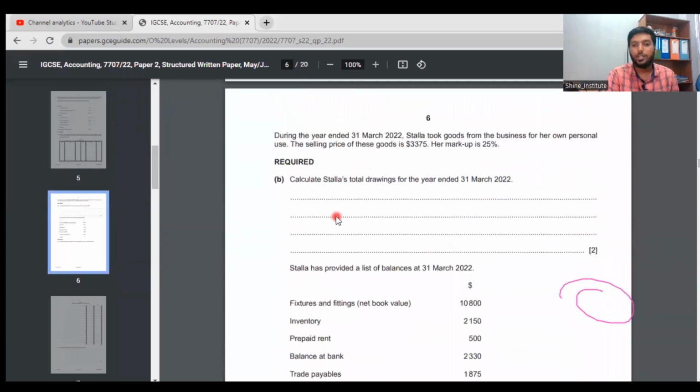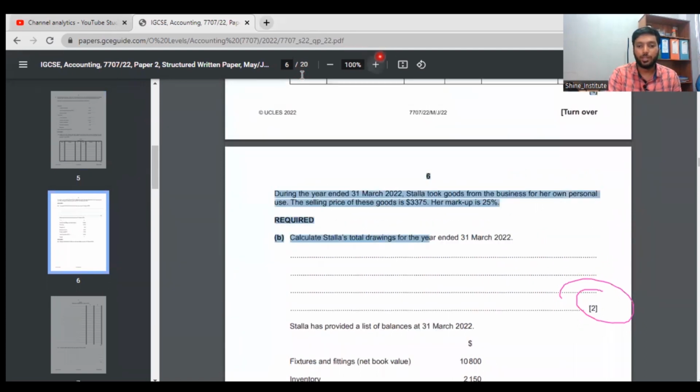It's B. During the year ended 31st March 2022, Stella took goods from the business for her own personal use. The selling price of these goods is 3,375. Her markup is 25%. So there's a difference between a margin and markup. Margin is where you take the gross profit and compare it with the sales and then you calculate. But markup is about cost of sales. So you see the percentage on the cost of sales. So we're going to calculate the markup now in a way you will understand.